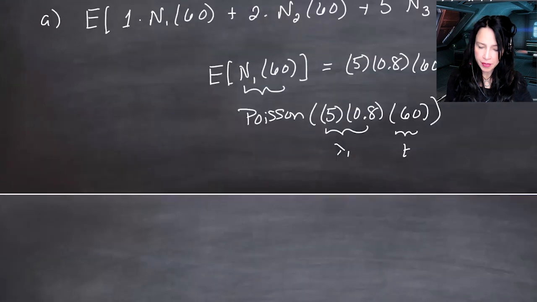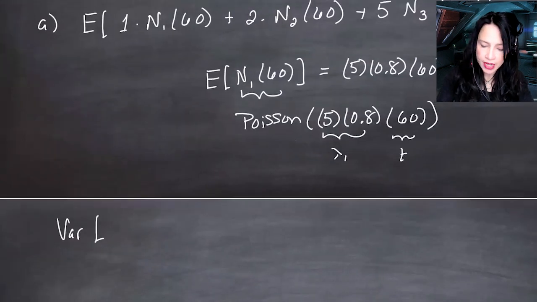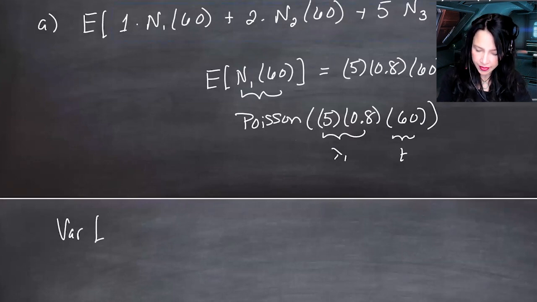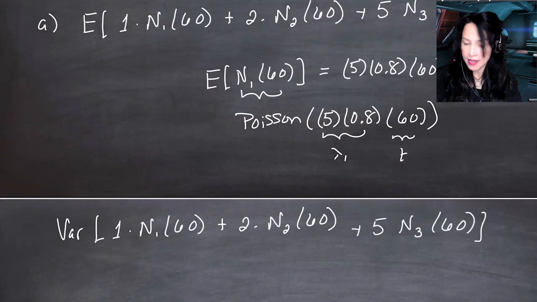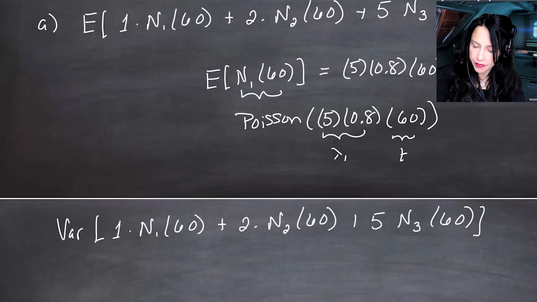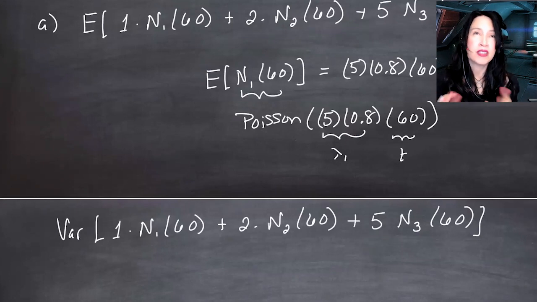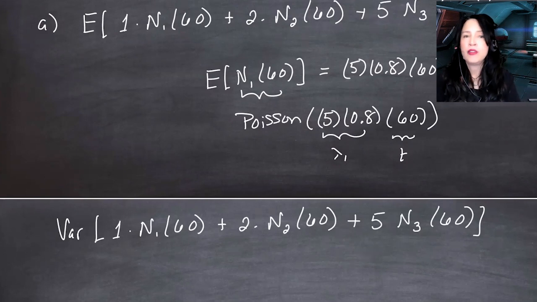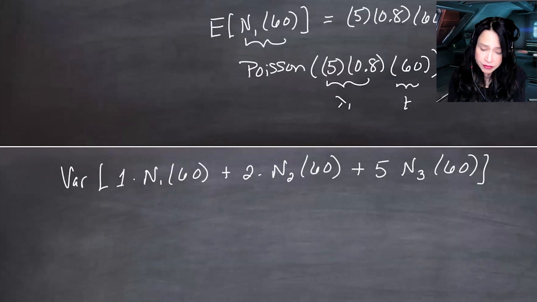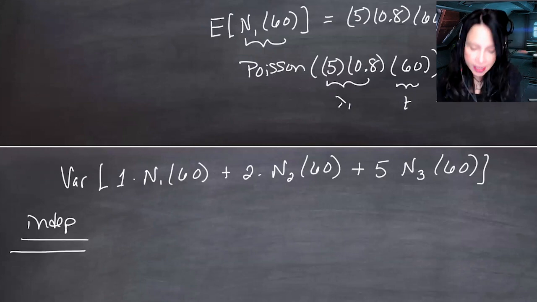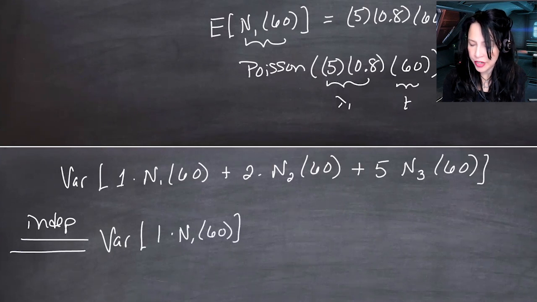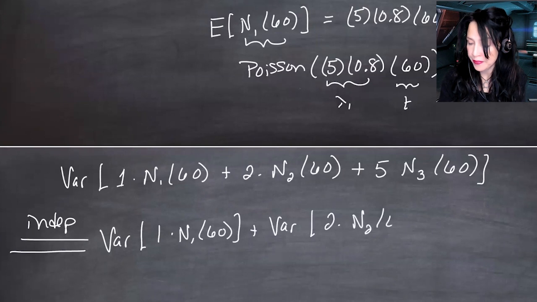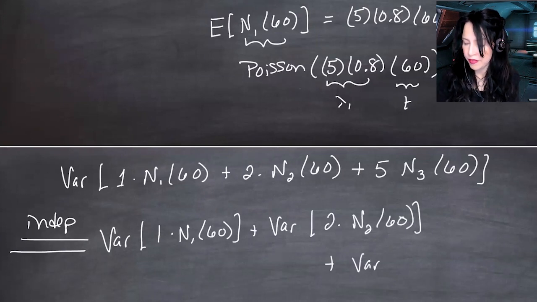So the variance may be a little harder because we haven't dealt with variances that much, but you're going to get the same expression inside a variance computation. And usually variances are difficult for sums because it's not a nice linear operator. So if you have a bunch of random variables and you're taking the variance of a sum, you get the sum of the variances plus and minus covariance terms, but those don't come into play if you have independent random variables. So if you have independent random variables, you can just sum the variances. So by independence, unlike expectation where we didn't need that, this is the variance of 1 times N1(60) plus the variance of 2 times N2(60) plus the variance of 5 times N3(60).